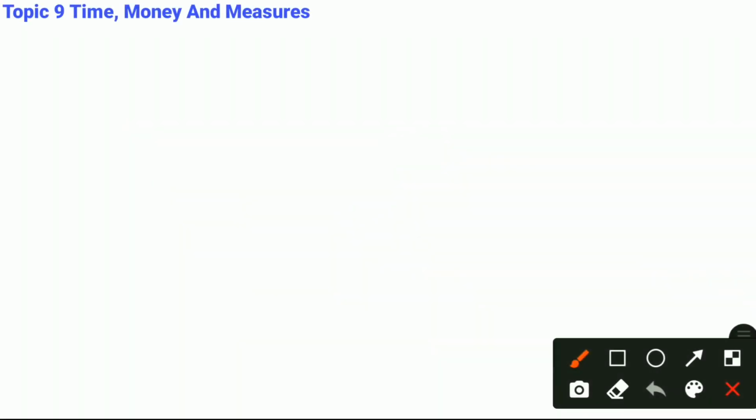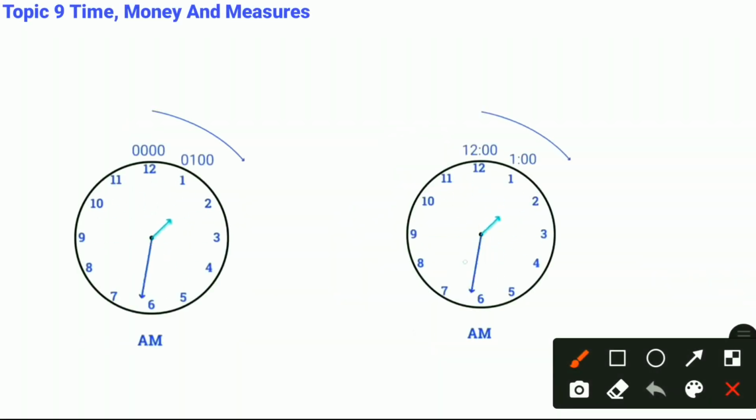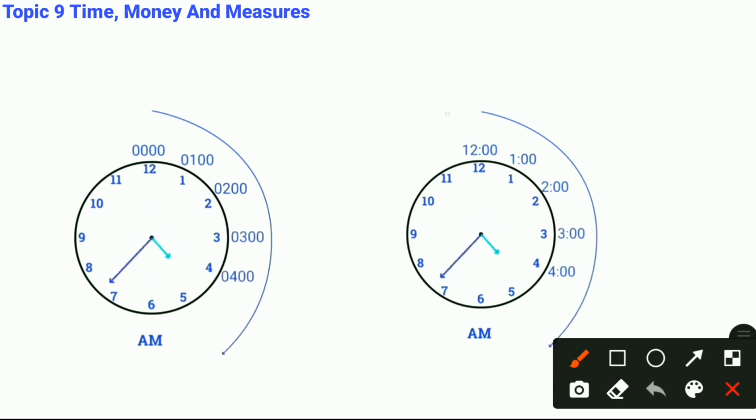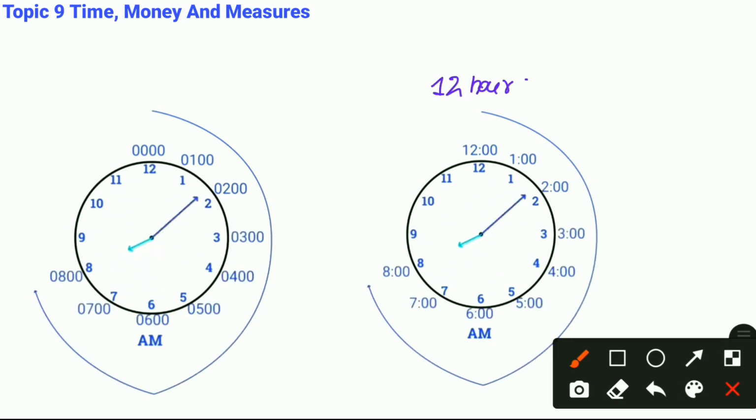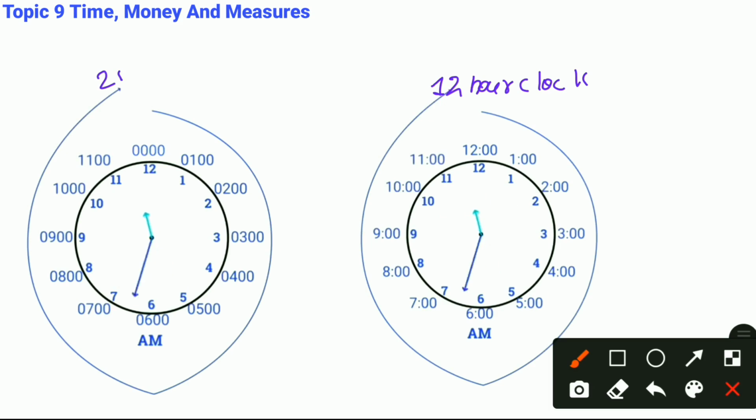This is how you do it. Welcome back, and this is topic 9, time, money and measures. So we have two types of clock: the 12-hour clock and the 24-hour clock.